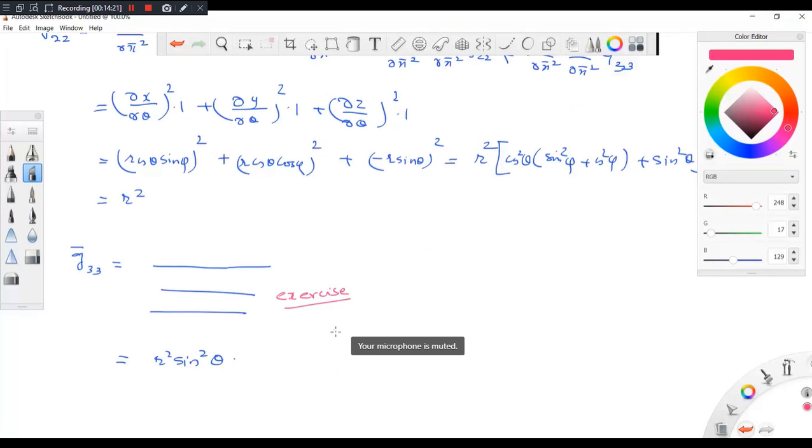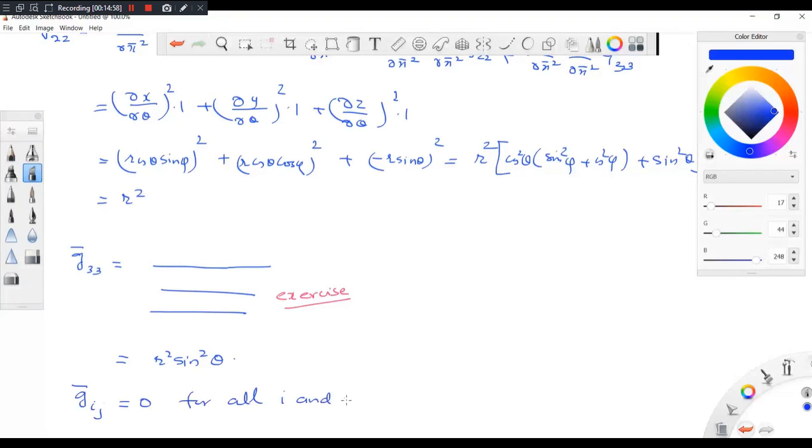Okay, so G33 bar is r² sin² theta. So we got like this. Sir, is G bar 12 zero? Yes, because then the cross terms will not exist. I will just write down that also. G bar ij will be equal to 0 for all i and j with i not equal to j.